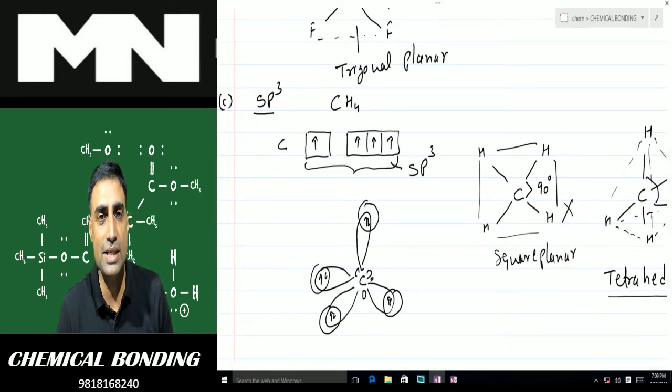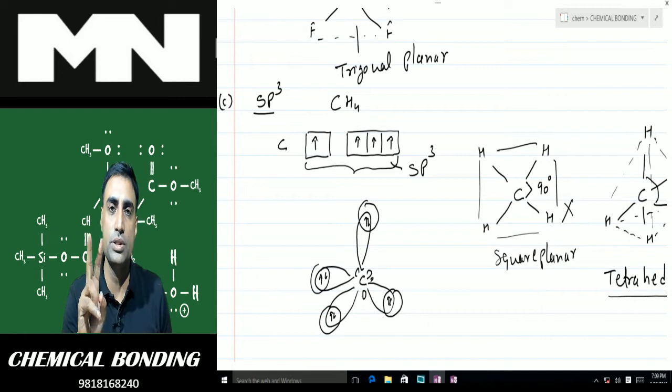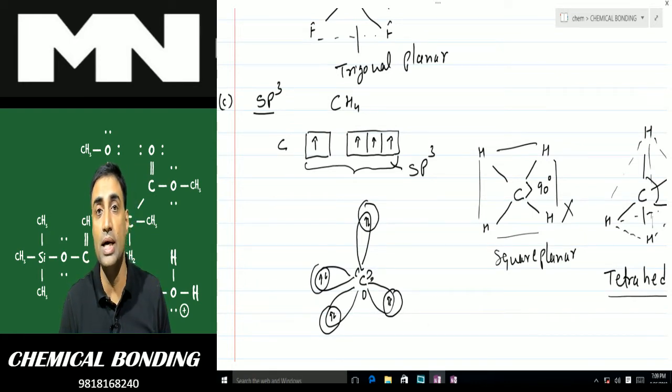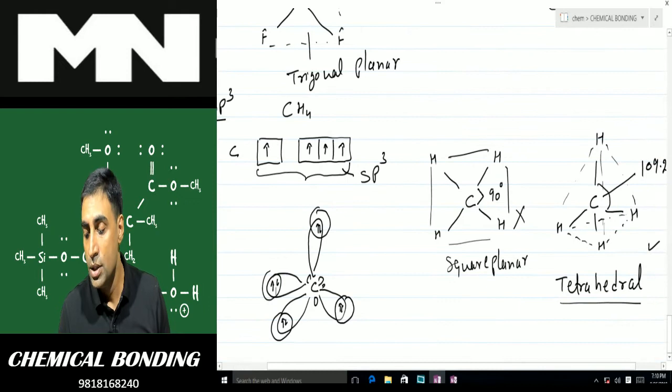This is your textbook exercise question. In that it is asked that the two possible structures for the CH4 molecule are square planar and tetrahedral. Give reason why CH4 is not square planar but exists as tetrahedral. The answer is that in square planar the bond angle will be 90 degrees. That means there is a prominent repulsion between hydrogen atoms. The higher the repulsion, the more will be the energy, the lesser will be the stability. Whereas in tetrahedral, the bond angle is nearly equal to 109 degrees.